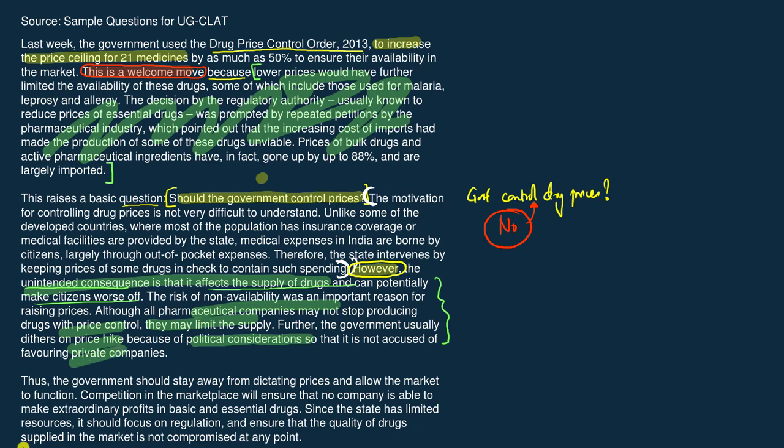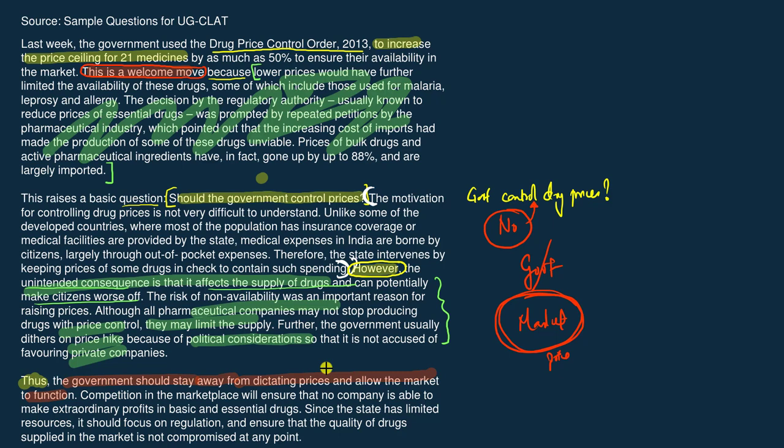And here again the word thus. That's what the author is saying. Thus, the government should stay away from dictating prices and allow the market to function. The government should not be doing it. The market should decide price. That's it. In all this passage from here to here, the most important thing to understand is the author's argument. An argument has a premise and it has a conclusion. What we are interested in is the author's conclusion.